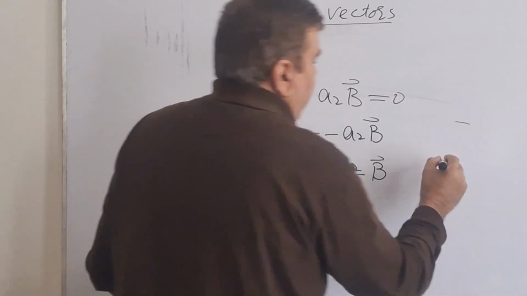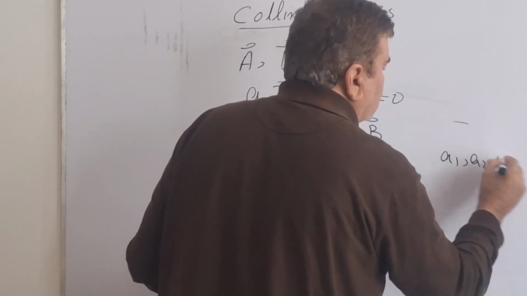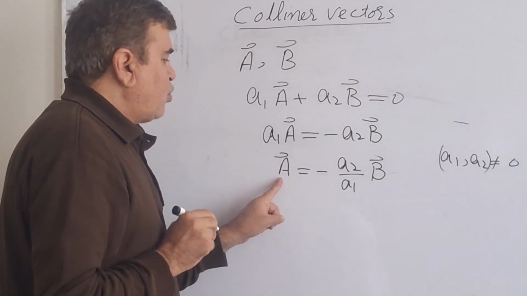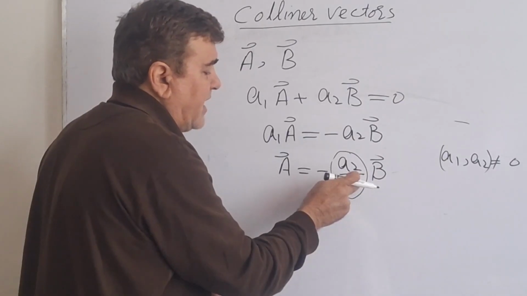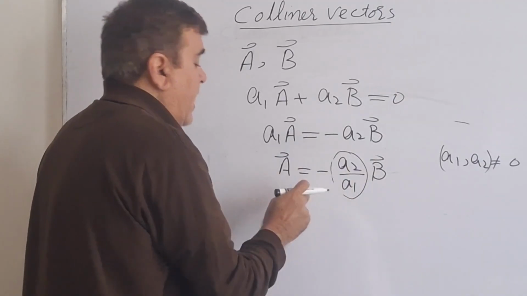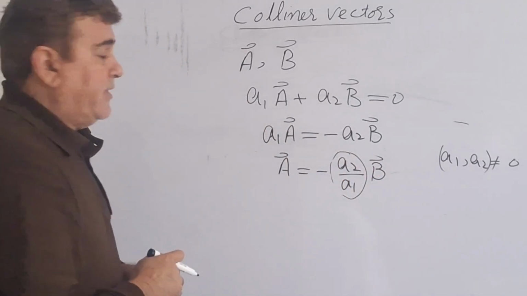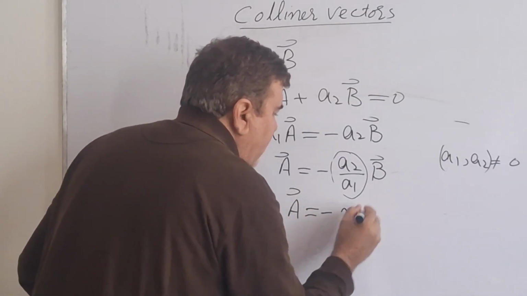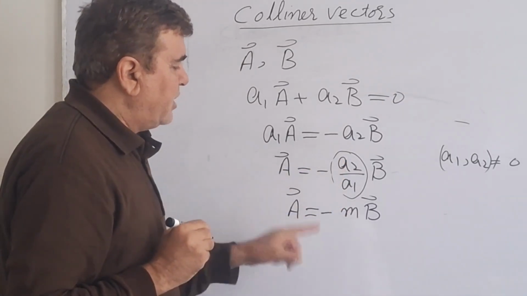Now if A1 and A2 are any two real numbers not equal to 0, then this equation says that A is a vector whose magnitude is the ratio of these two numbers times the magnitude of B, pointing opposite to vector B and along the same line as B. That is, I can write this equation as A equals minus M times vector B, where M is a number which is equal to the ratio of these two real numbers.